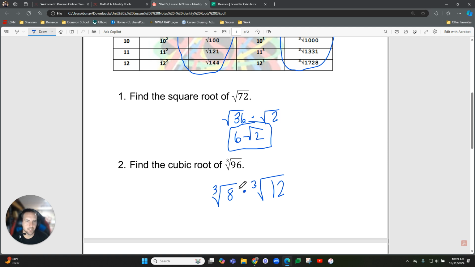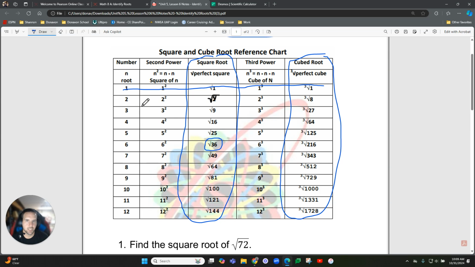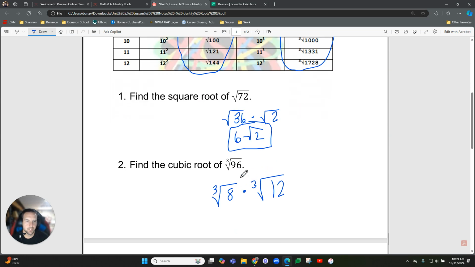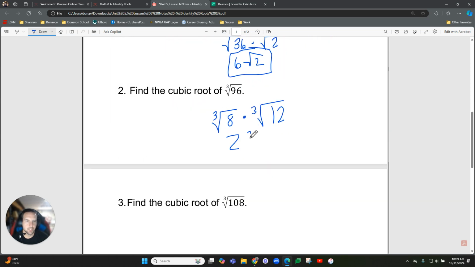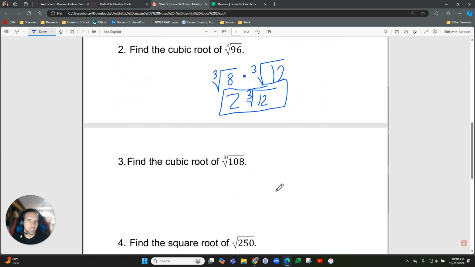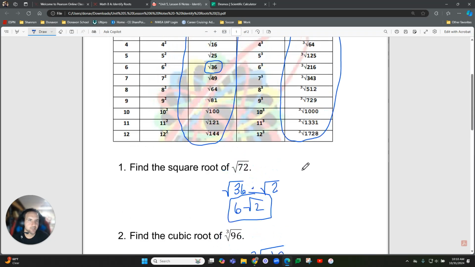The cube root of 8 is 2. So if we just look up here, cube root of 8 is 2 right here. So that is equal to 2 times the cube root of 12. And I know it might not seem like it's being simplified because we've actually kind of made it maybe even a little bit more complicated, right? But when we're simplifying cube roots or square roots, we're trying to pull out the largest whole number out of there that we possibly can. That's what we're doing.